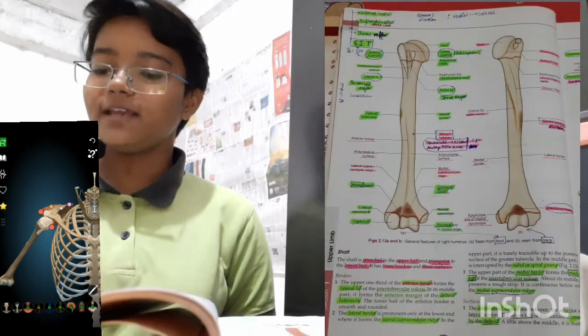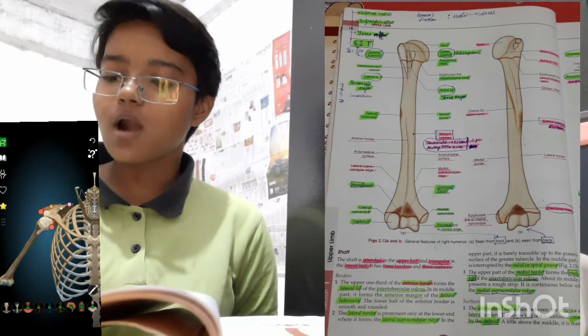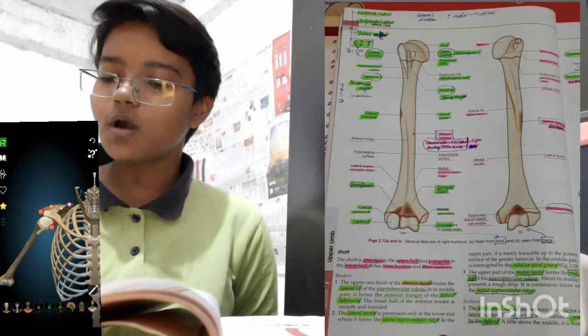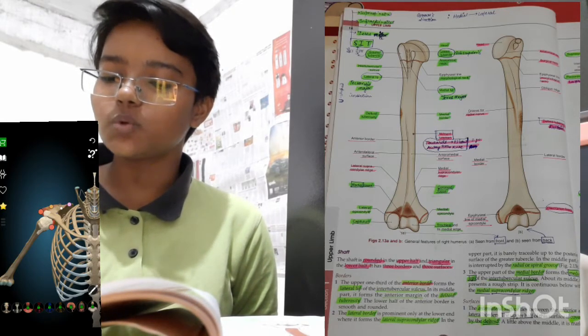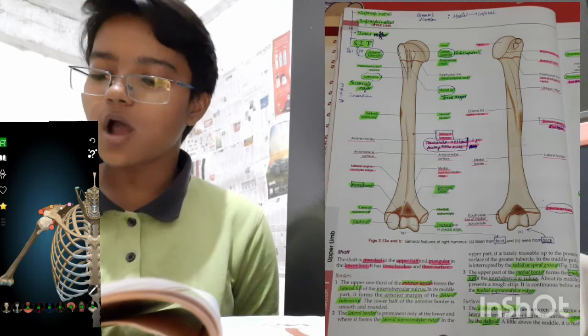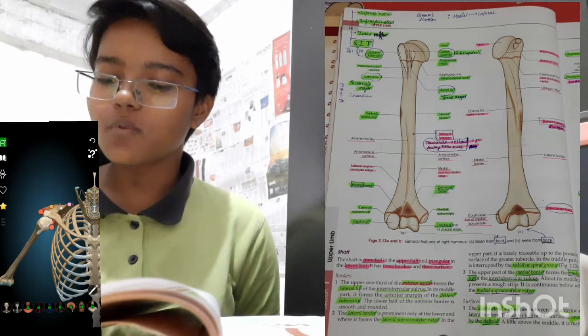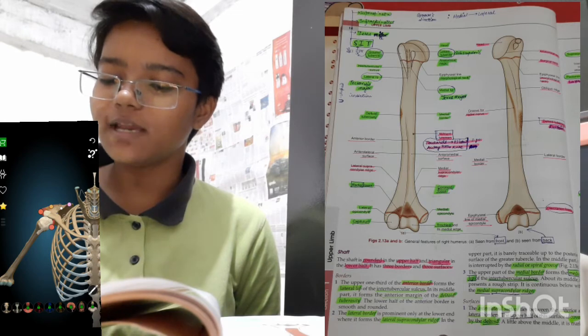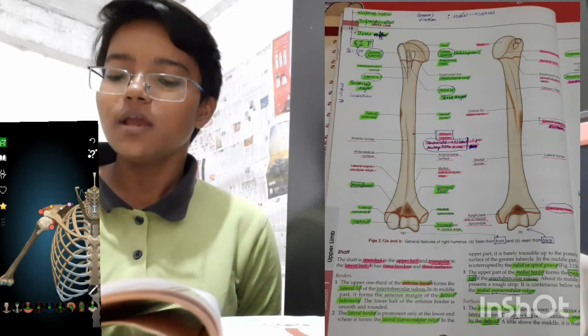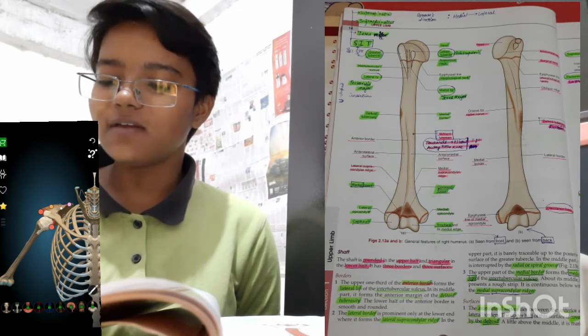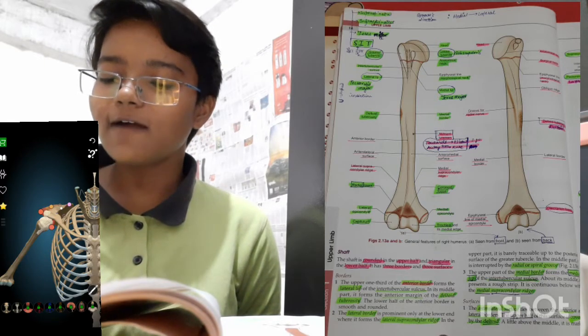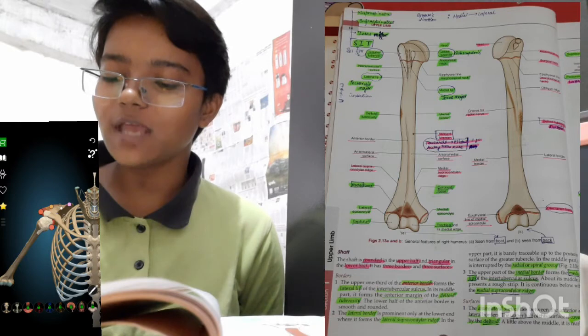Shaft. The shaft is rounded in the upper half and triangular in the lower half. It has 3 borders and 3 surfaces. Borders. The upper 1/3 of the anterior border forms the lateral lip of the intertubercular sulcus. In its middle part, it forms the anterior margin of the deltoid tuberosity. The lower half of the anterior border is smooth and rounded.